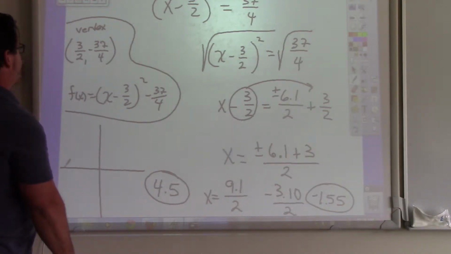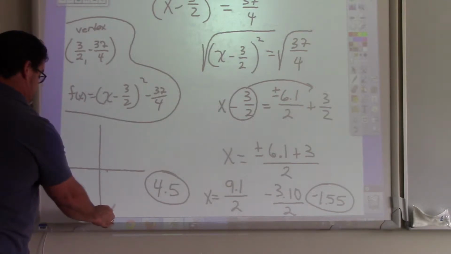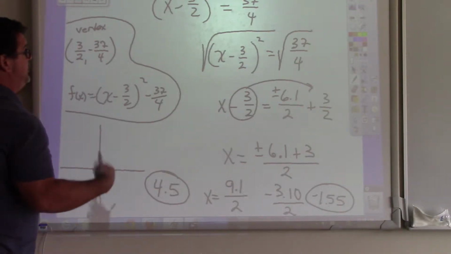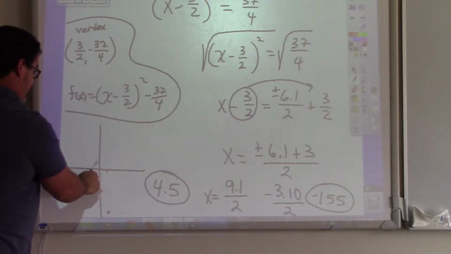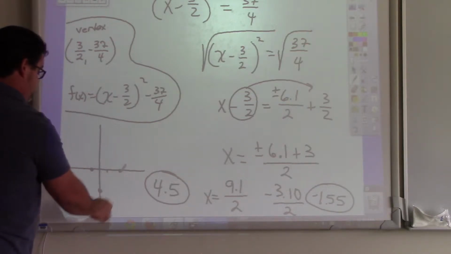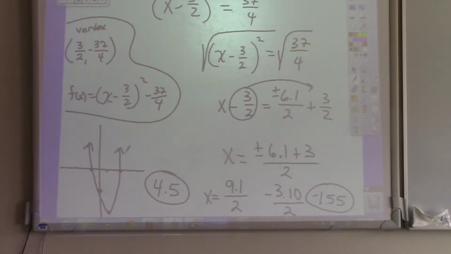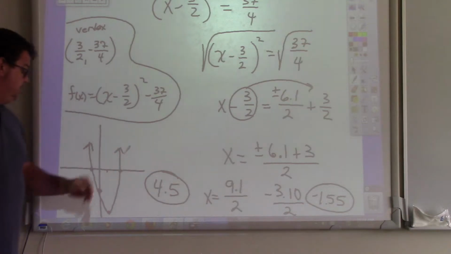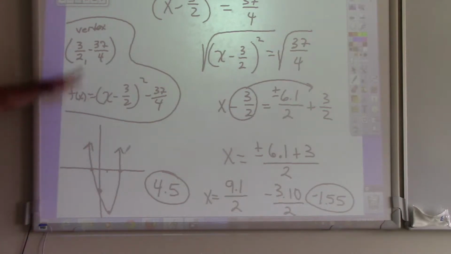Maybe. All right, 3 halves, I don't know what 3 halves is. Well, it's 1 1/2. 1 1/2 and negative what? 9 1/4? Yeah, sure. Somebody tell me what the y-intercept is. Negative 1. My negative 1.55 is right in here, and positive 4.5. And again, everything lines up pretty nicely. And now you know your domain is all real numbers, and your range is from negative 9 1/4 to infinity.